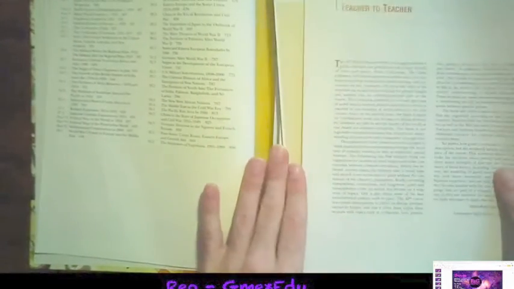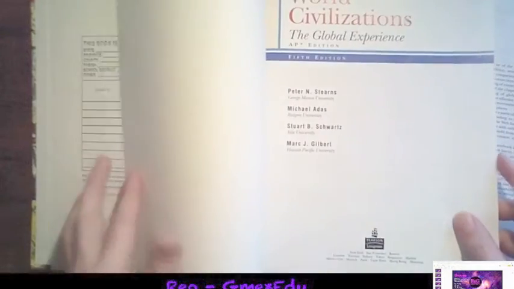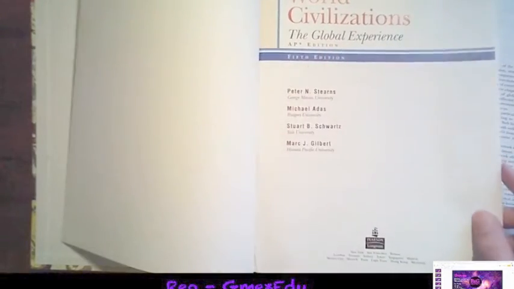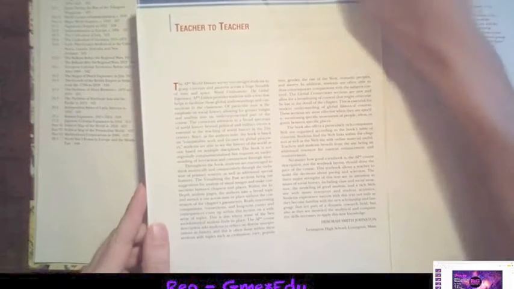So what I'm going to do is take these two portions out, and then we'll go through these because I'm pretty sure this is only the table of contents. Yeah. So I'll put all the publication information and the copyright. Again, this is a Pearson Longman textbook, and the title is World Civilizations, The Global Experience, AP Edition, 5th edition. So give me a second. We'll go into these two materials, and then we'll get started.